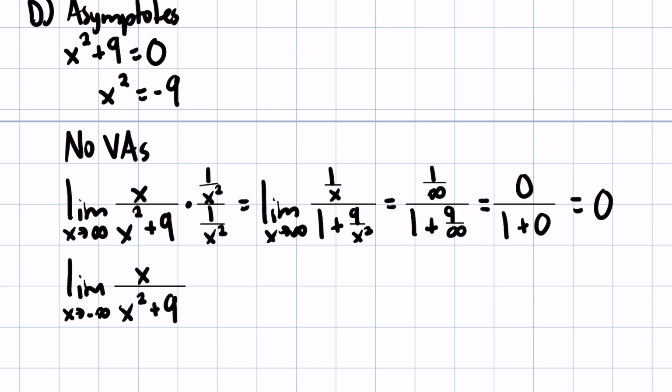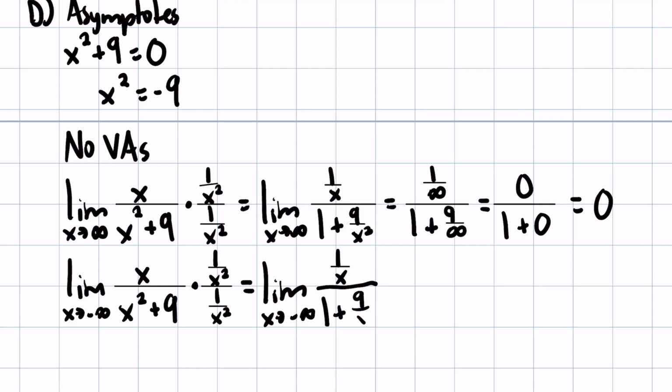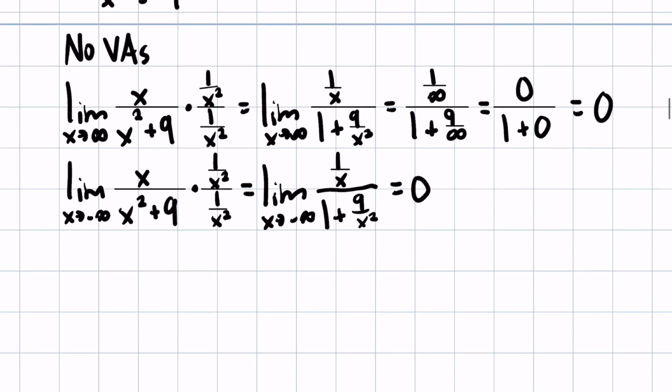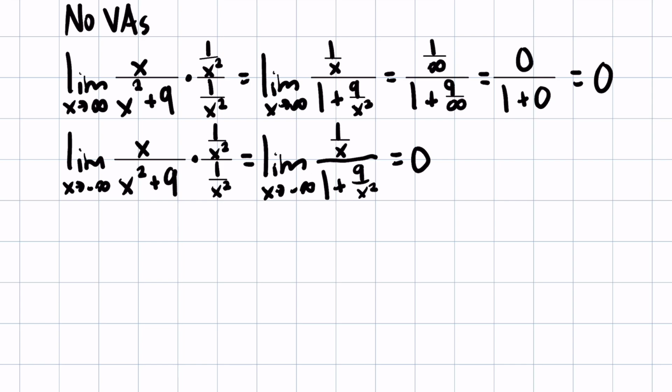Now, with negative infinity, we do the same thing, except if we were multiplying by 1 over an odd power of x, we would multiply this by negative 1, right? We'd make the whole limit negative. But here, x squared, that's an even power, so we don't have to do that. So we're going to get the same thing as we did above. And so again, it works out the same way, and we get 0, because it's an even power. The limit going to positive infinity and to negative infinity are the same.